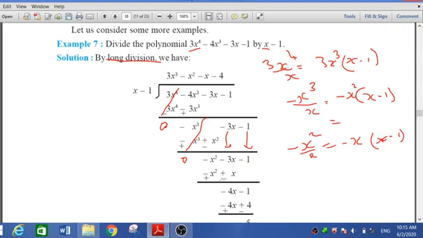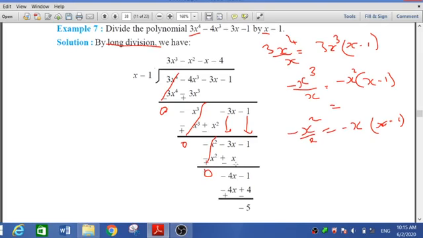Now if you open the bracket, we can get minus x square minus x into 1, but minus minus plus. So here we can get 0. Minus 3x minus x. Minus 3x minus x, minus minus plus. So minus 4x minus 1.